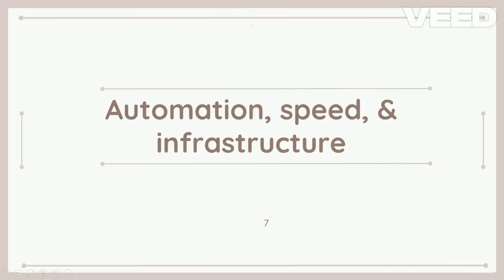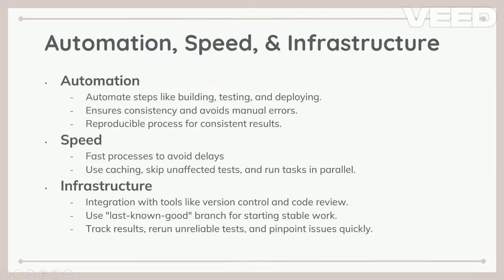If we talk about automation, speed and infrastructure, they are key to making continuous integration effective. All steps like building, testing and deploying should be automated and reliable to ensure consistency and avoid manual errors. Ideally, the process should be reproducible so the same results can be achieved every time. Speed is also important. Steps like building and testing must be fast so they don't slow down the team. To achieve this, tools like caching previous builds, skipping tests for unaffected parts of the code and running tasks in parallel can save time. Continuous integration systems should work well with tools like version control and code review to make sure all the checks are done before merging and releasing code.